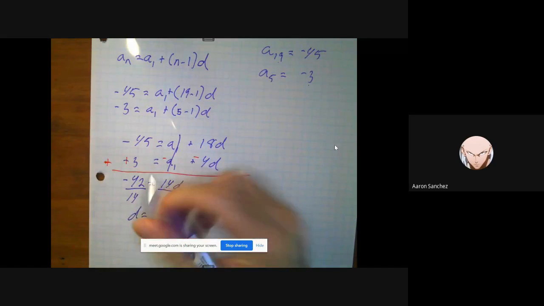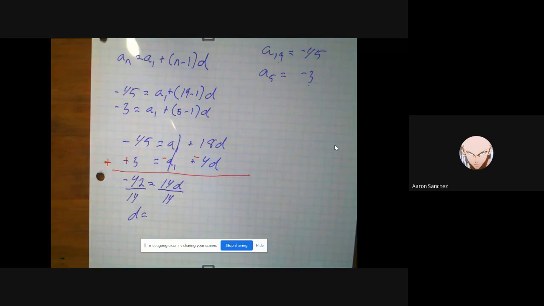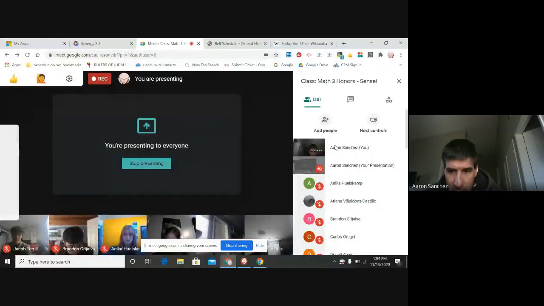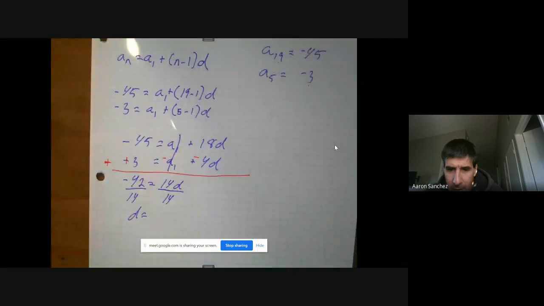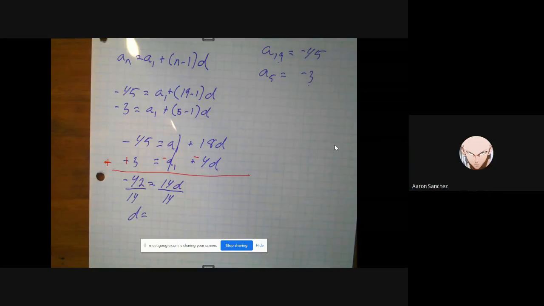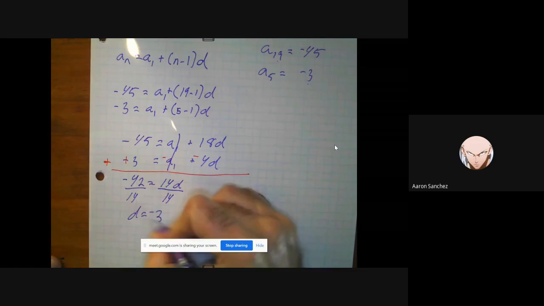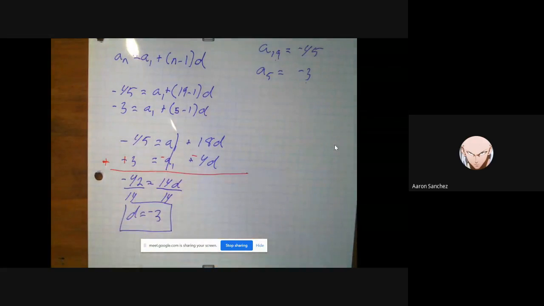Did you have a chance to solve for D? Okay, Ariana, what'd you get for D? -3. Yes, very good. -3. Any questions on how I got -3? I kind of solved it right there while everyone was looking at it. Any questions on how I got -3?